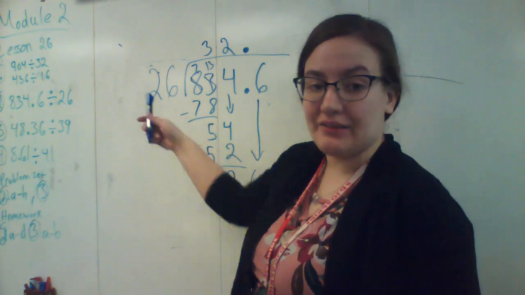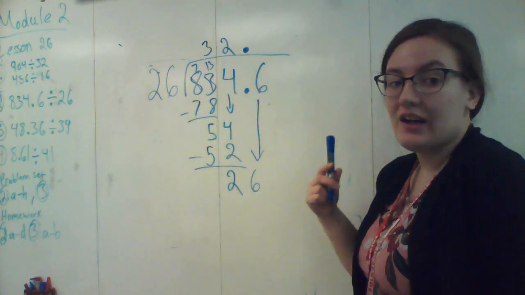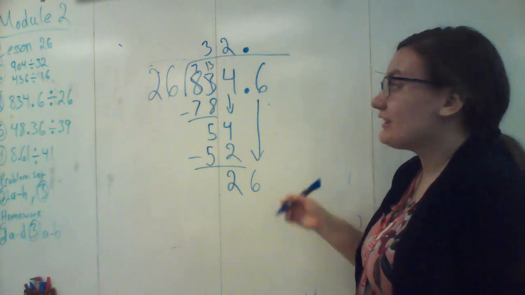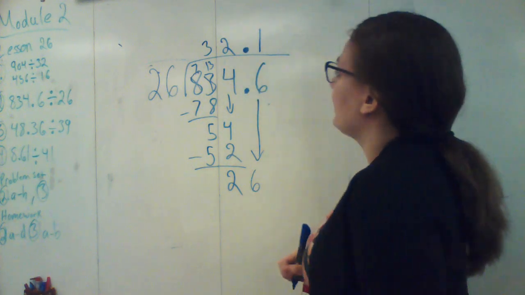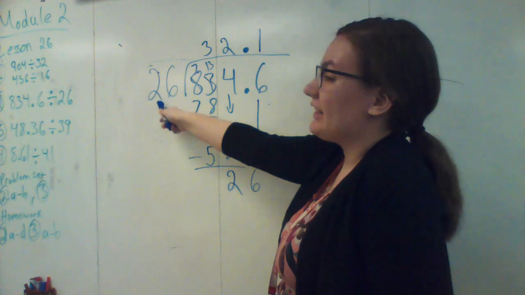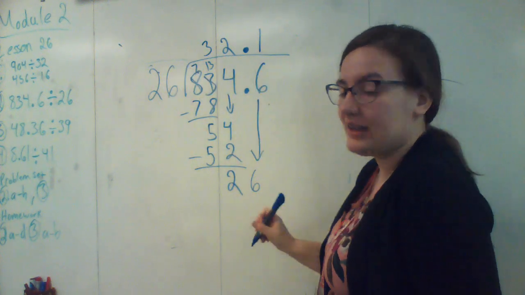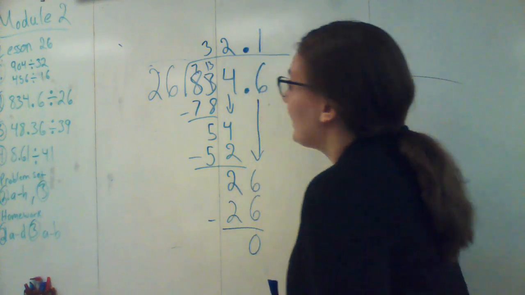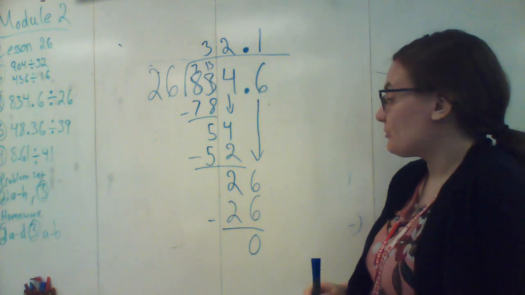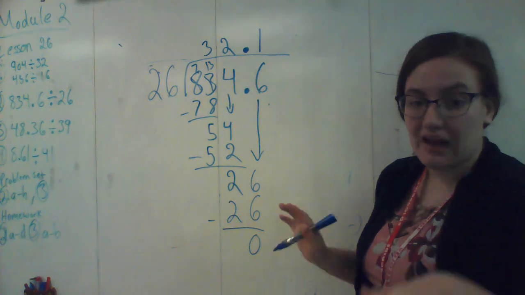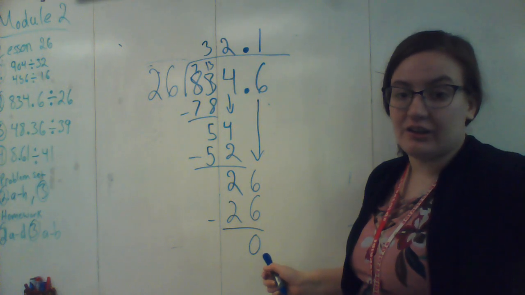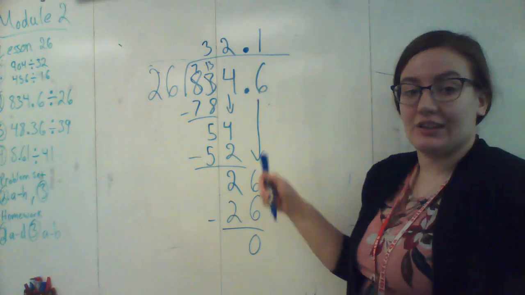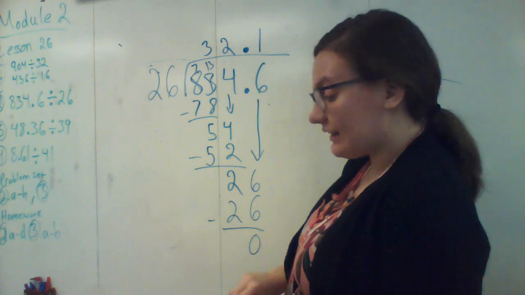And I have to figure out how many times can 26 fit into 26, which is nice and easy because that is only 1 time. So I'll put a 1 right up above the 6. And I multiply 26 times 1 is 26. I subtract, and I get a remainder of 0, which is perfect because now I know I can stop. So as soon as you get that remainder of 0, you are all done. And our final answer is 32 and 1/10.